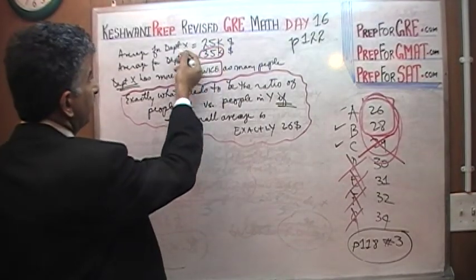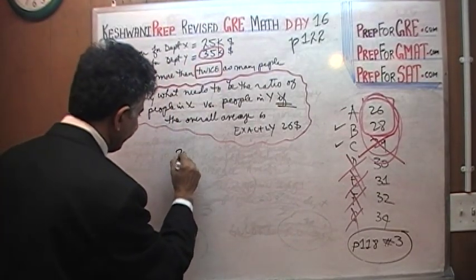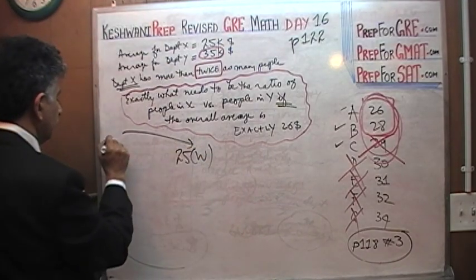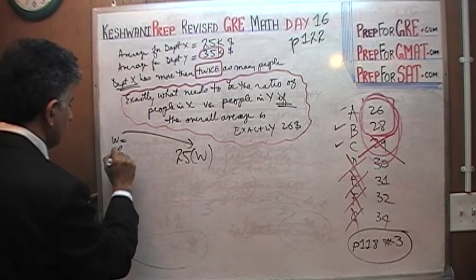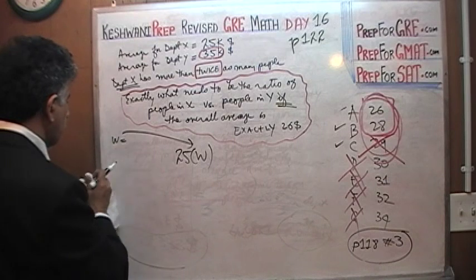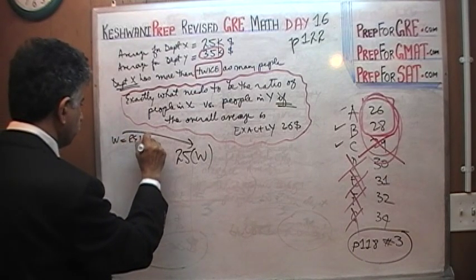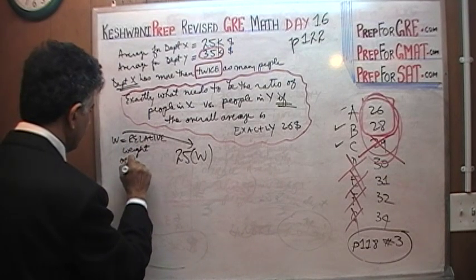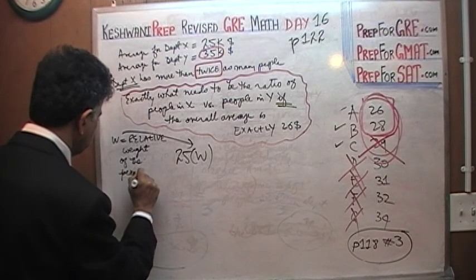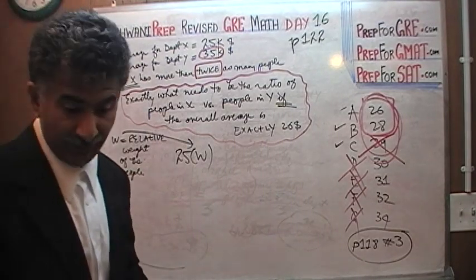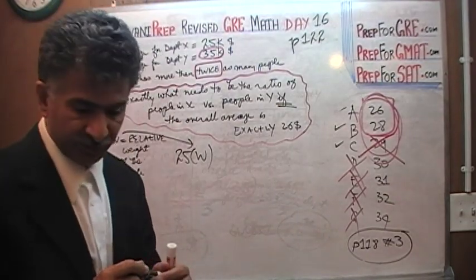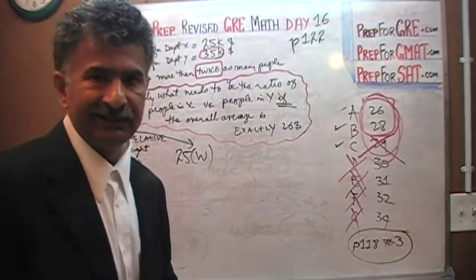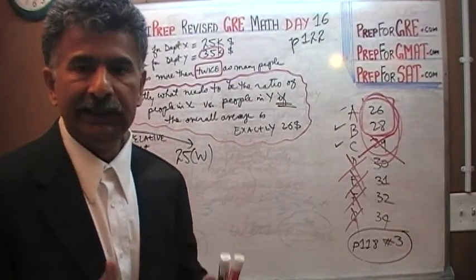So here we have Department X, which has an average of 25,000, and we're going to multiply it by W. W is the relative weight of the people. Now when I say relative weight of the people, of course I do not mean let's find out how obese they are or how chunky they are or how pleasantly plump they are. That's not what we mean by the weight. The weight is in the sense of the weighted average, the relative importance.